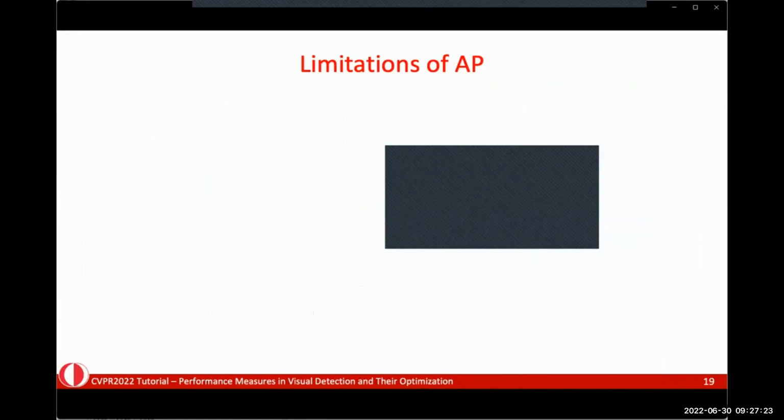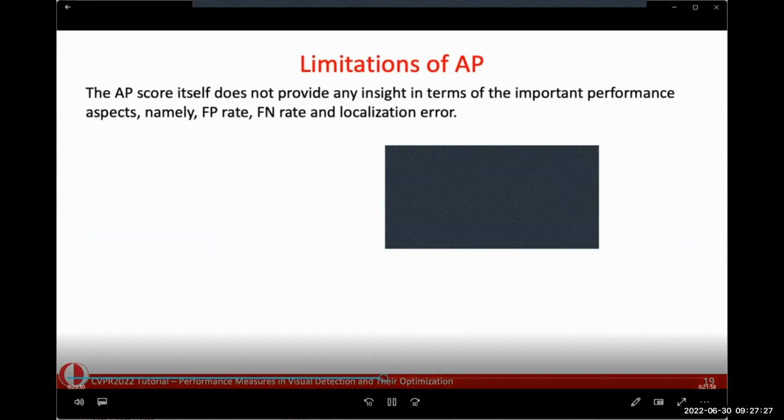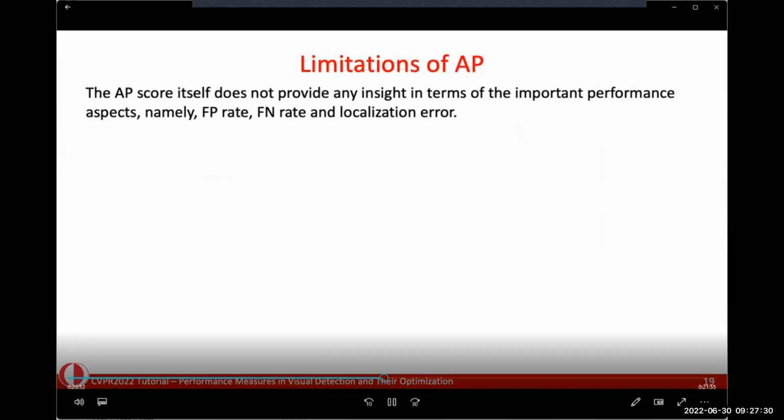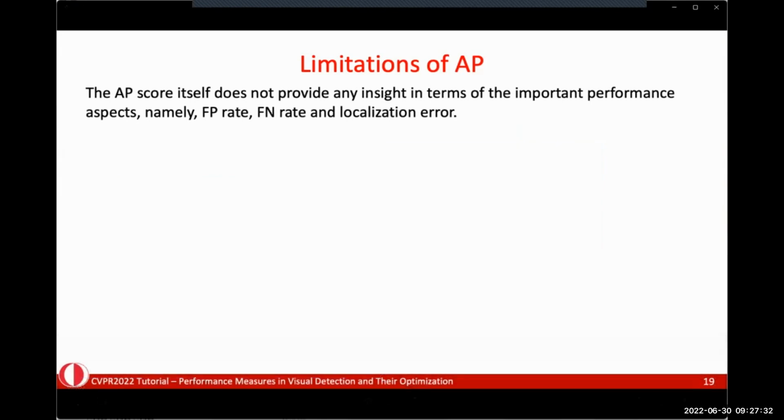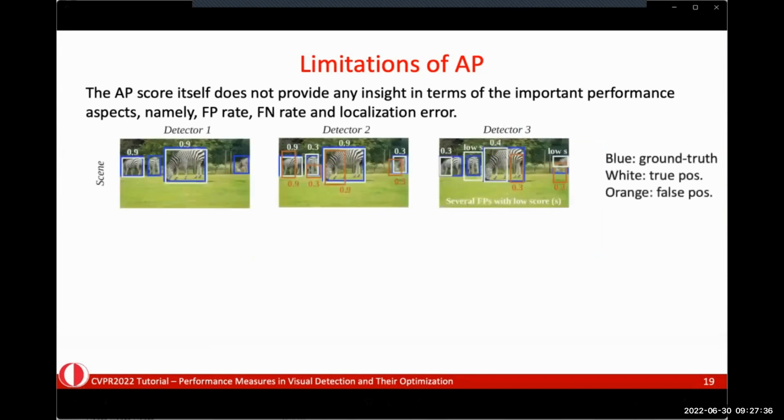Another major limitation of AP is that it lacks interpretability. The AP score itself does not provide any insight into the important performance aspects, namely false positive rate, false negative rate, and localization error. Here we see outputs of three different object detectors on the same input image. The blue boxes denote ground truth, white ones denote true positives, and orange ones are false positives. These three detectors have different strengths and weaknesses.